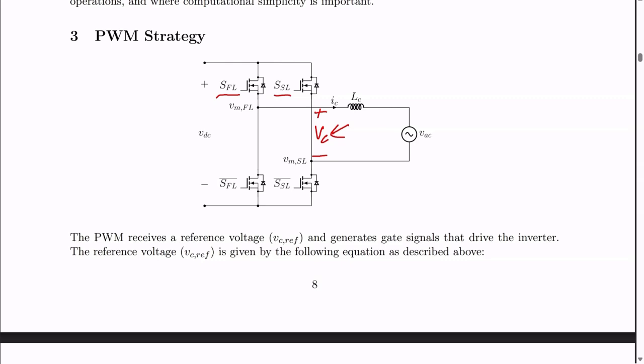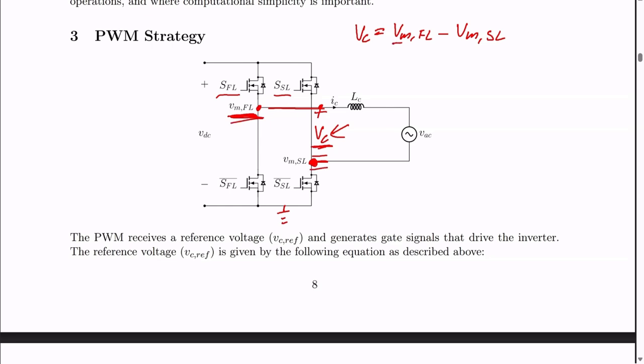So therefore, we should first find an equation for this VC. VC, which is the converter voltage that the inverter generates, is equal to VMFL, which is this voltage, and then minus this voltage, which is the slow leg voltage. We know that these two voltages have the same reference point, the reference to ground here. So therefore we can just find VC by subtracting this one from this one.